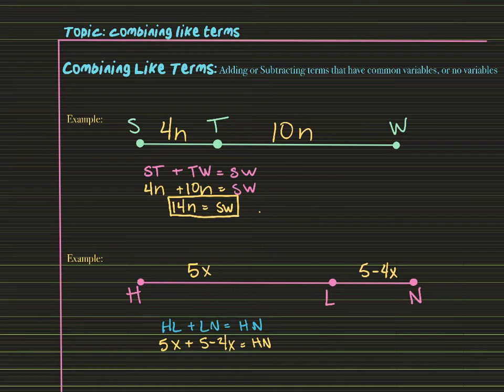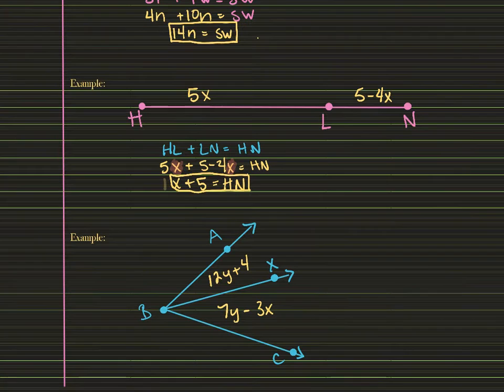Now what I need to look for here, because now I have three terms and not all of them match, is which ones have the same variables or which ones have no variables. And what I see in my first term is I have an x, and in my last term I have an x. And if I look at the number out front, I have 5 and negative 4, or 5 minus 4. And when I combine those together, I get a 1. And I'm going to leave my 1 looking like a little ghost, because usually whenever we have 1 as our coefficient, we'll just leave it invisible. But when I combine those together, my simplified expression is x plus 5 equals HN.